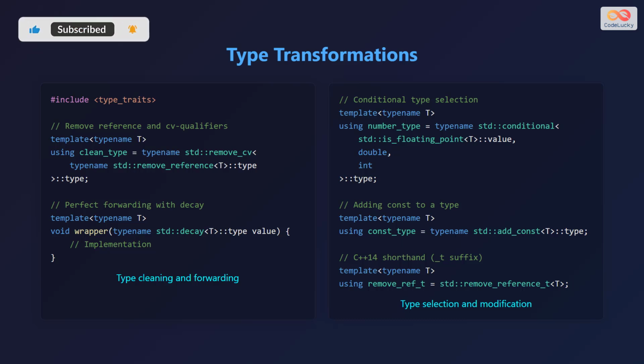C++14 introduced shorthand notations for type traits using the _t suffix. For example, remove_reference_t is equivalent to std::remove_reference_t.